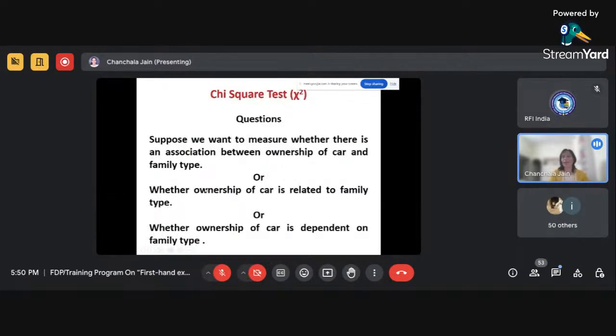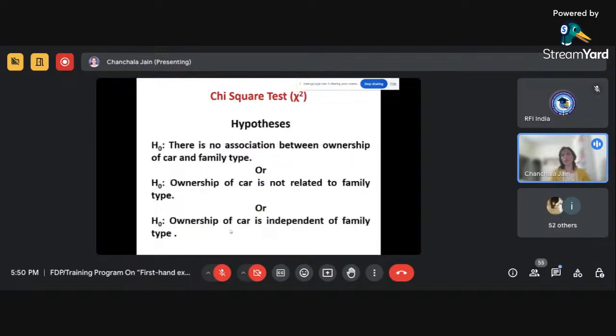Further, here I have taken one example from the question. Suppose we want to measure whether there is an association between the ownership of a car and the family type. You can write your research question as whether ownership of a car is related to family type, or whether ownership of a car is dependent on family type. Using these questions, you can make your hypothesis: there is no association between the ownership of a car and the family type; ownership of a car is not related to family type; ownership of a car is independent of family type.